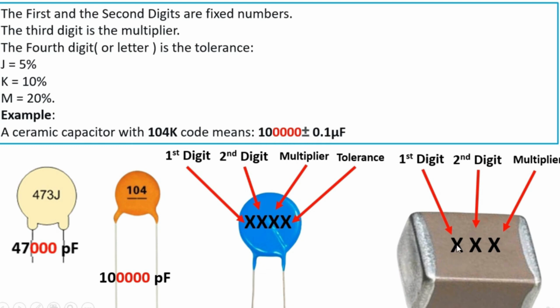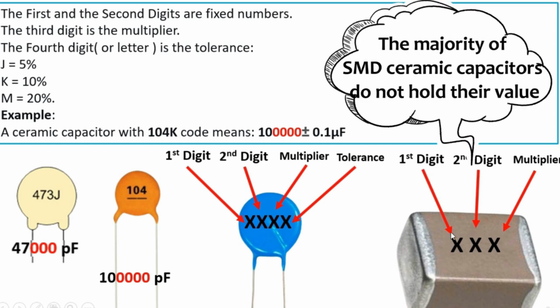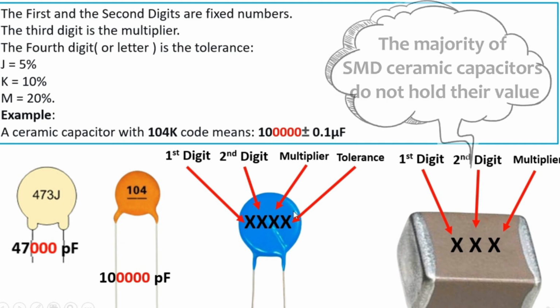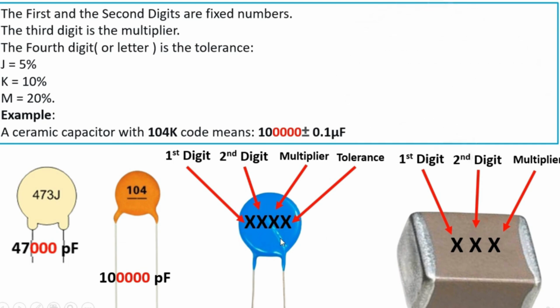We have here 3 numbers, so always, as you can see, the first digit, the second digit, and this is the multiplier. But if we have 4 digits, as you can see here, the first digit, the second digit, the multiplier, the digit number 3, and the fourth digit is the tolerance. This digit has to be J or K or M.